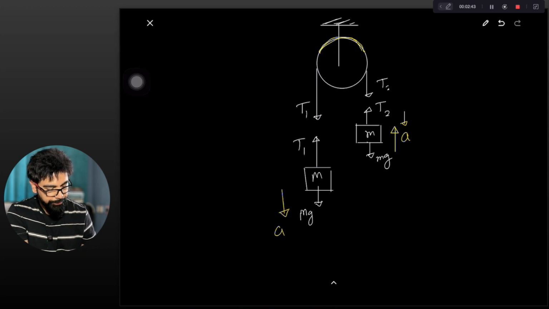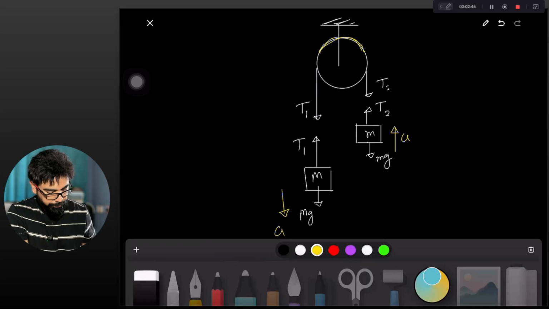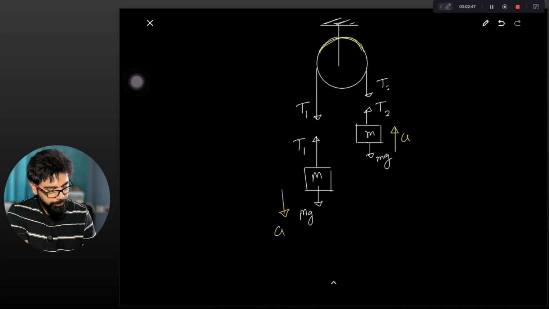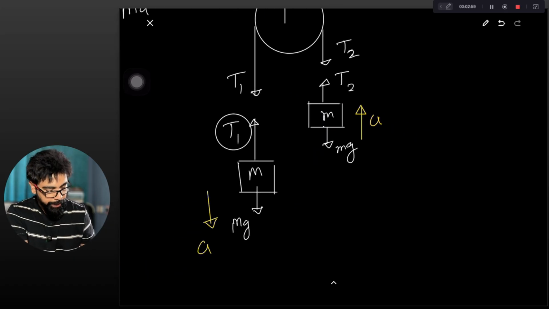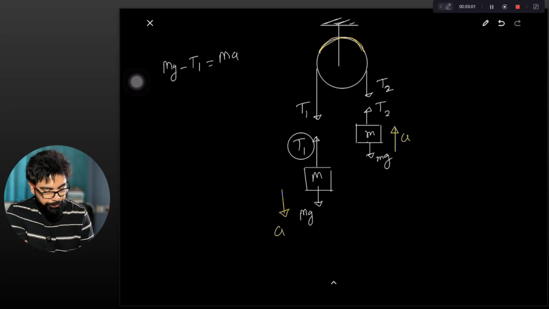How to solve that? Let me erase this. So let's go for the equations. Here you are getting the equation as capital Mg minus T1 is equal to capital M into acceleration A, and for the block of mass small m you are getting the equation as T2 minus small mg is equal to small m into A. So this is equation 1 and this is equation 2.